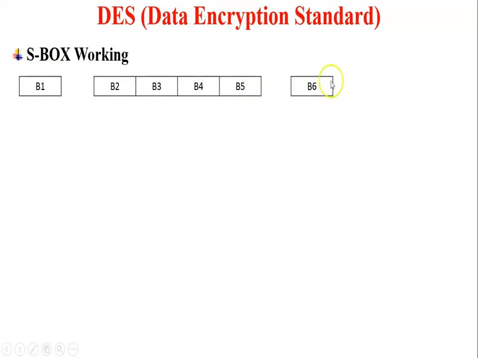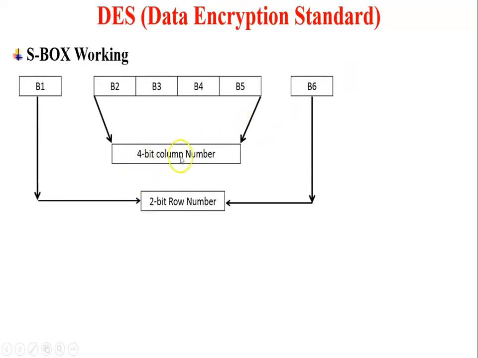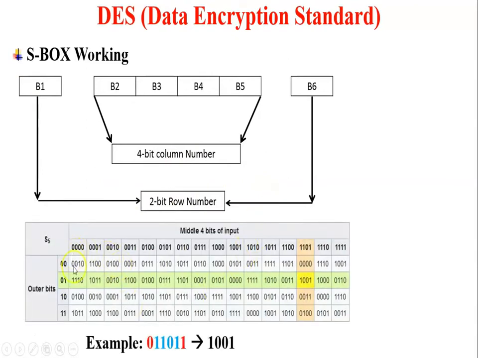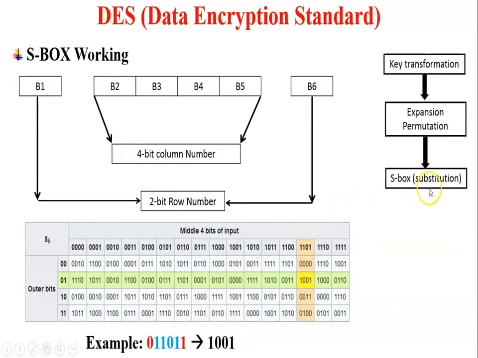So each 4-bit block is expanded to 6 bits and produces a 48-bit output. Let's see the figure. The first block's 1, 2, 3, 4 bits are put over here as the middle bits, and 2 outer bits are added, at positions 1 and 6. How are they added? The last bit of the previous block is added at the first position, and the first bit of the next block is added at the sixth position. So the 1, 2, 3, 4 bits are converted into 6 bits, and so on. So we can say there are 8 blocks of 6 bits, so it generates a 48-bit RPT.